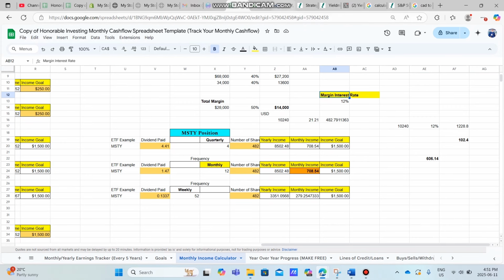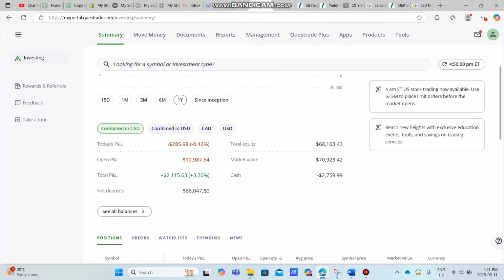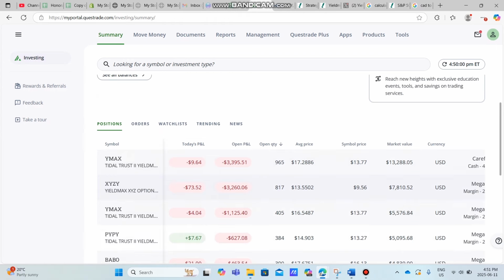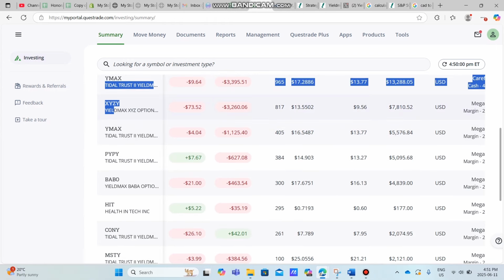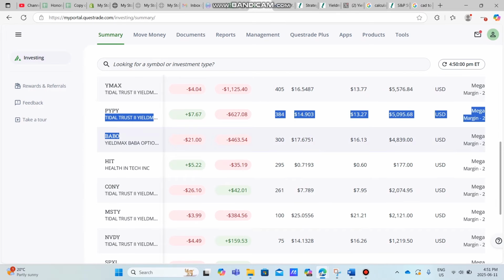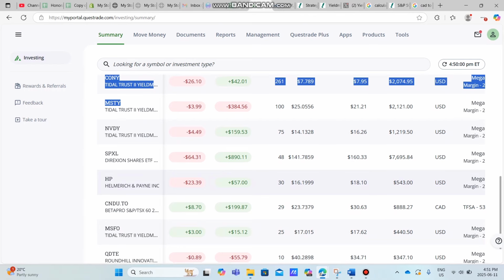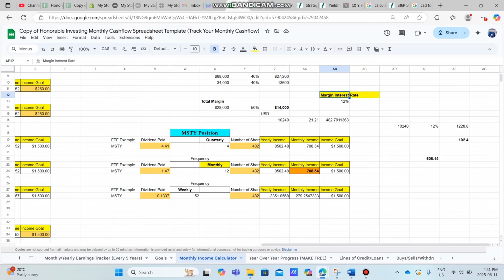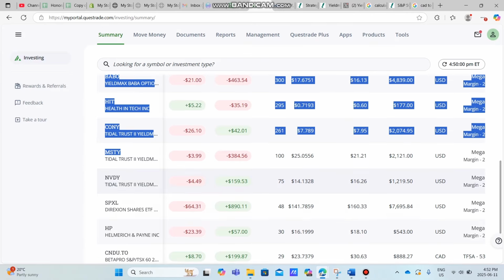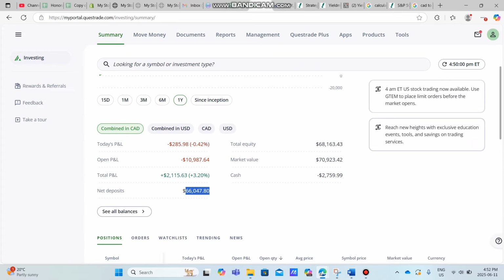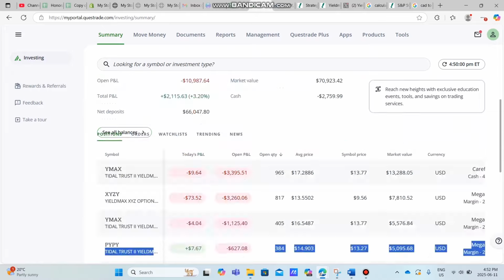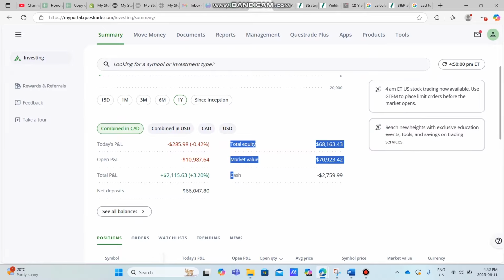This is what I'm currently doing, and that's why I'm currently negative about $2,700. It's because I bought multiple shares of Yieldmax, XYZY, PYPY, a little bit of Babo, a little bit of Coney, MSTY, and VDY. So you can see I bought a bunch of different names, and I bought them all using margin. And this margin debt, I have put in about $4,000, but it has been paid down very fast. And the more margin you use, the more you'll accumulate in terms of dividends, and the faster you'll hopefully be able to pay it off.